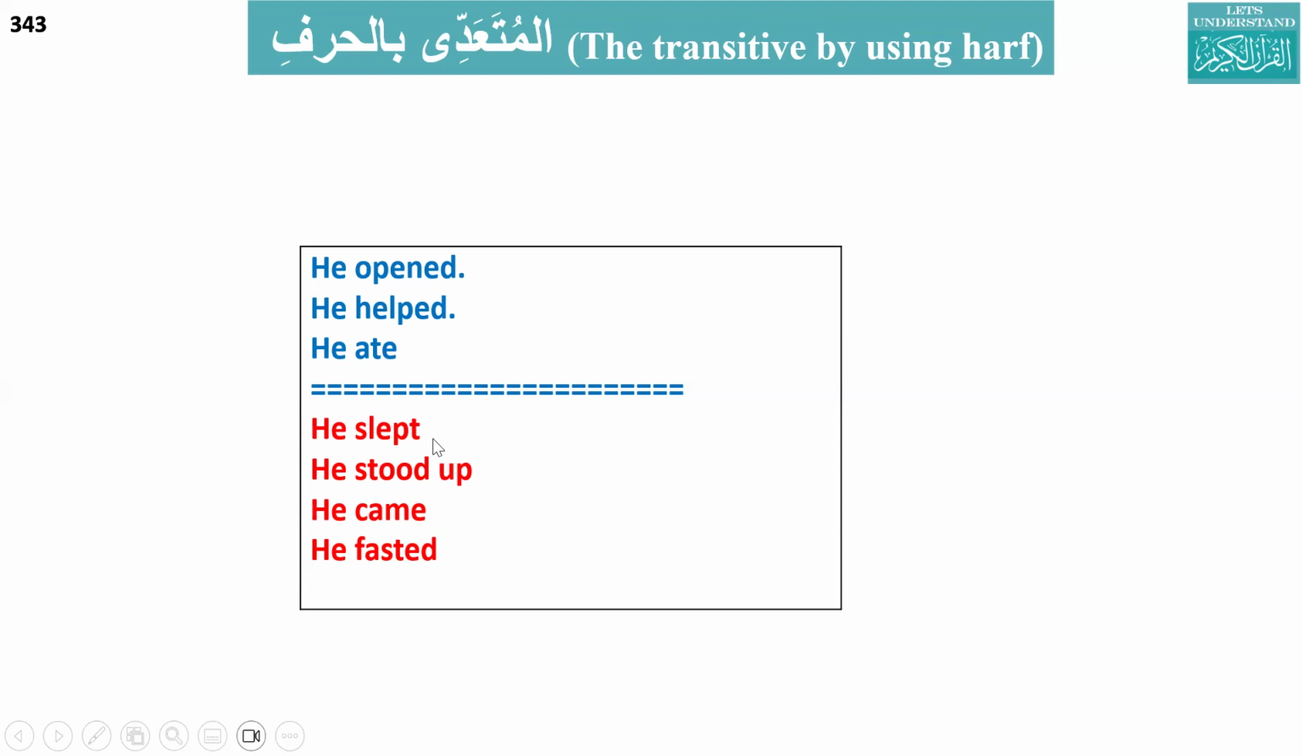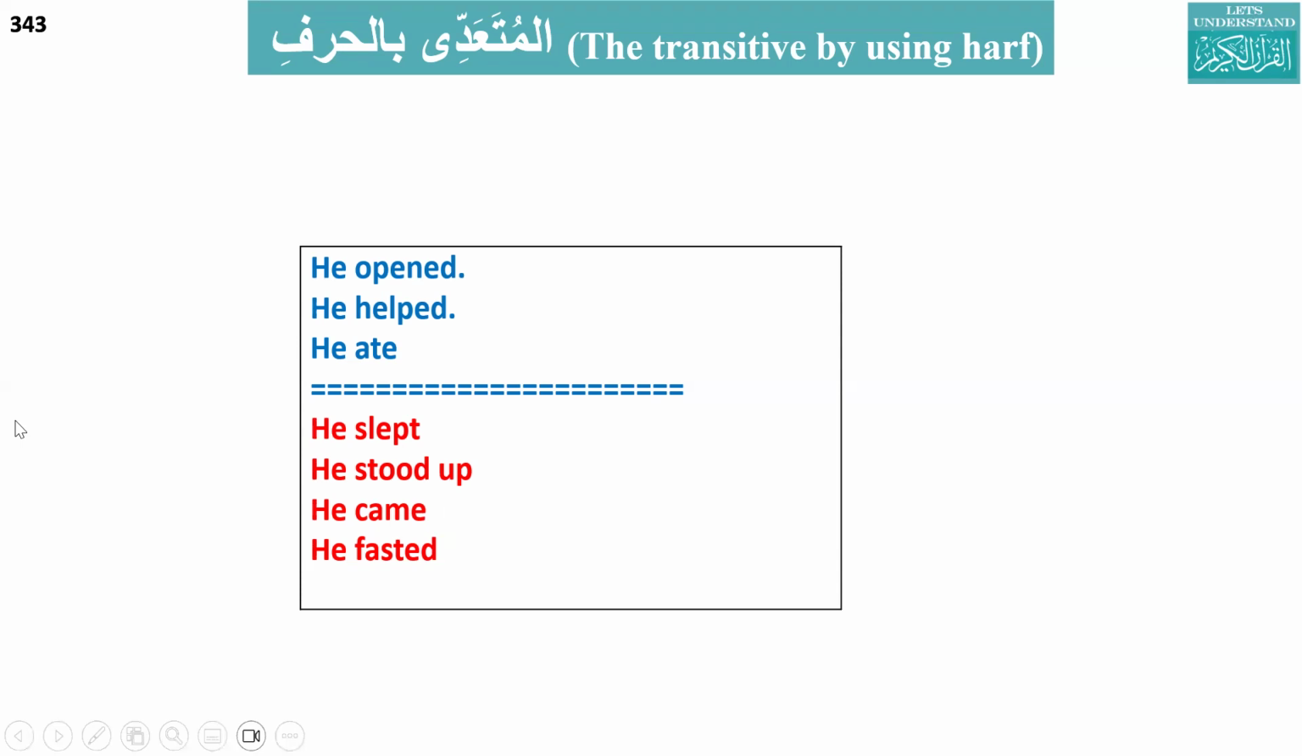Here there is no need of an object. When I say direct object, I mean maf'ul bihi. I should use the terminology maf'ul bihi. So there is no need. It is not asking for any maf'ul bihi. Even if I put here, he slept bed, it does not make any sense. He slept bed, it is wrong. Similarly, he fasted. So these sentences, the red text, are not taking maf'ul bihi, and they cannot be changed into the passive.